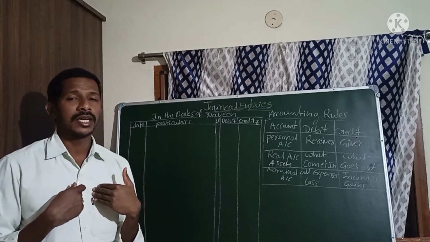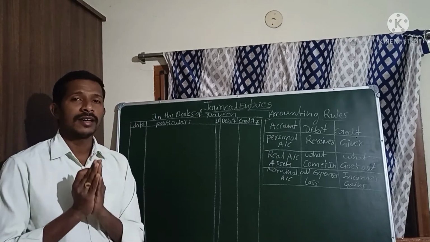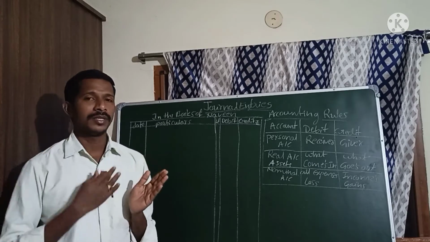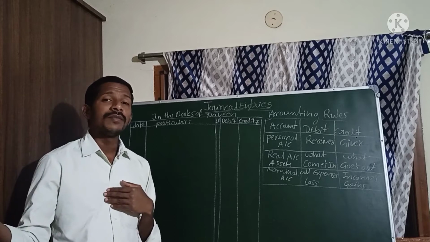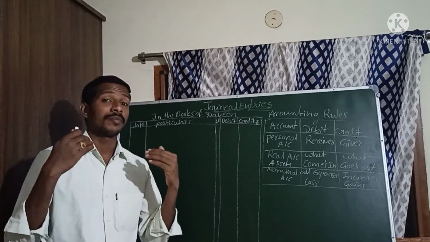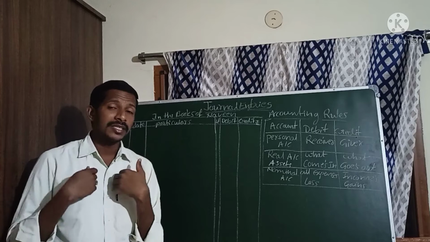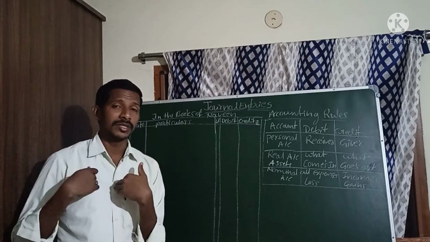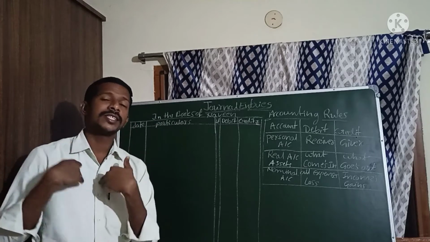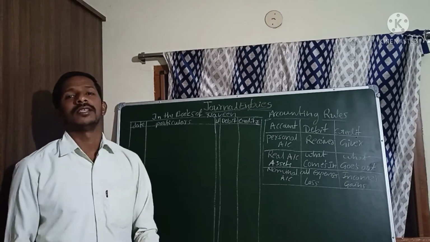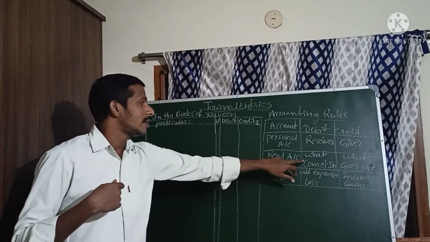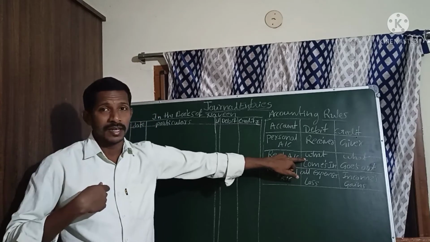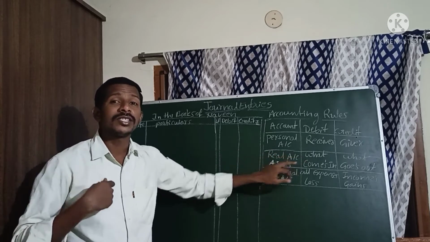Based on the business entity concept, owner and business are separate. Now the owner is giving money to the business. So what comes into the business? Cash comes in whenever he is investing. As per the real account, what comes in is debit. Cash comes in, cash is debit.